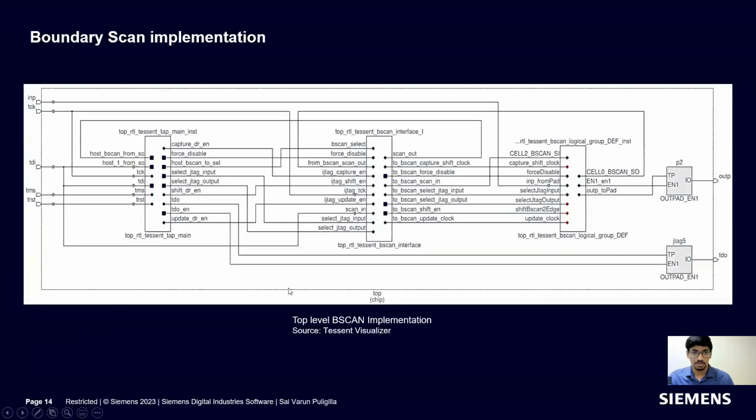Coming to the schematic diagrams, this is the boundary scan implementation, which is taken from the Tessent Visualizer. And this has TDI, TMS, the reset pin, TDO pin, and the TCK pin. These are the 5 main pins which have been connected to the tap here. This is the BScan interface. This is a logical group DEF file, design exchange format file, which is created respective to different types of pins accordingly by the tool. This is the boundary scan implementation.